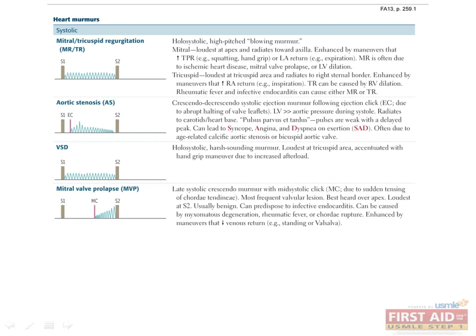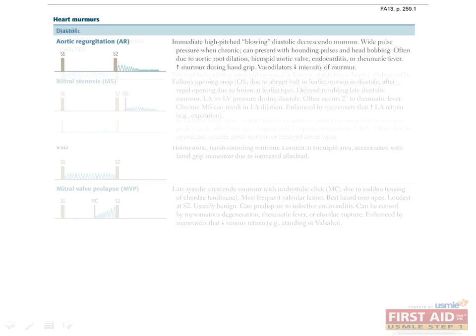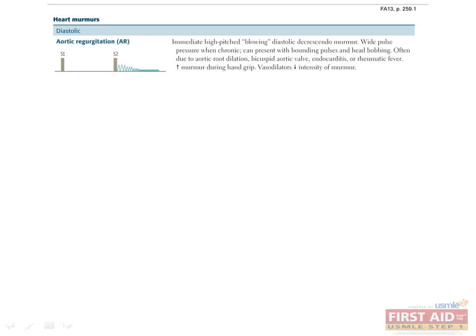Now, let's look at the two diastolic murmurs. The first is aortic regurgitation. Let's take a listen. This is a diastolic murmur that starts immediately after S2, gets quieter, and ends before S1. It is also best heard at the aortic area.